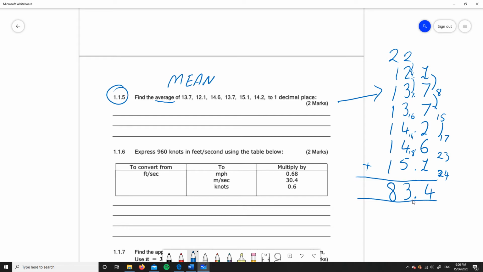So when I add all those together, I get 83.4. Over here, if I just look at 83.4 divided by 6, so 1, 2, 3, 4, 5, 6 samples. 8 divided by 6 will give me 1, remainder of 2. So the 23 divided by 6 is going to give me 3, remainder 5. 54 divided by 6 will give me 9. So my answer is going to be 13.9.